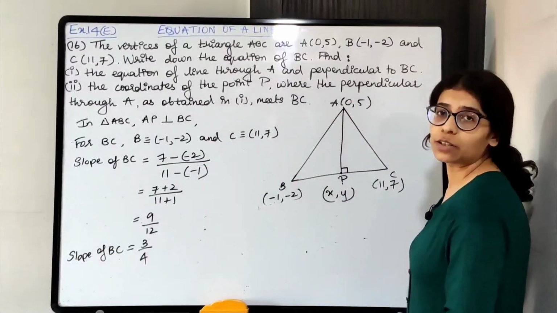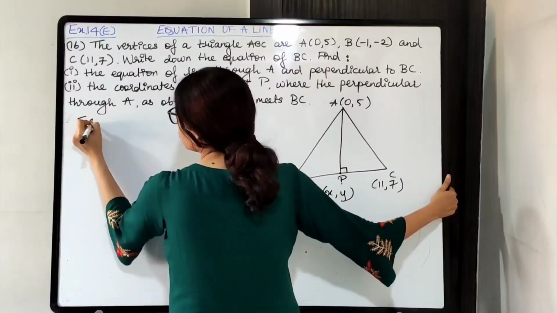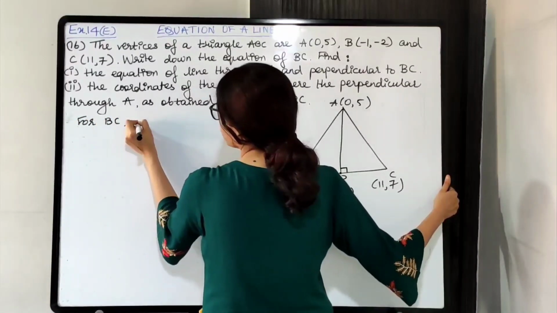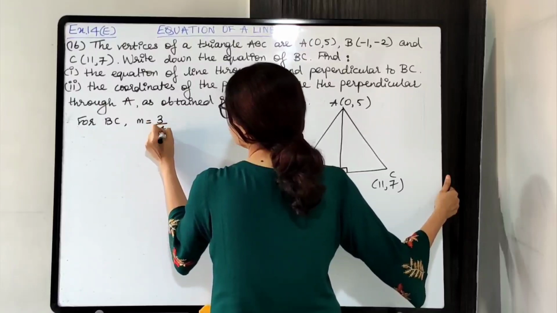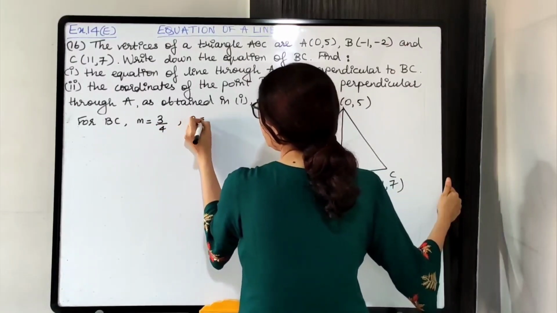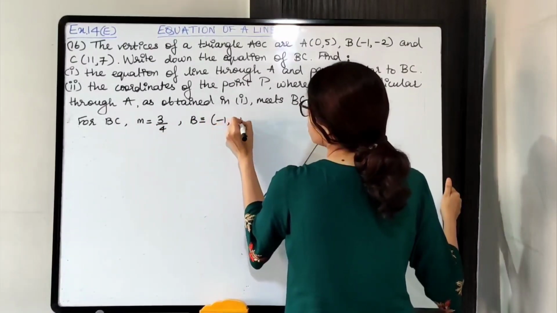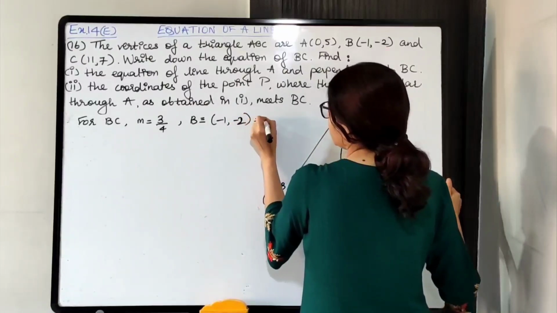Now let us find the equation. So for BC we have slope as 3/4. Coordinates of B we are taking as x1, y1. Okay.